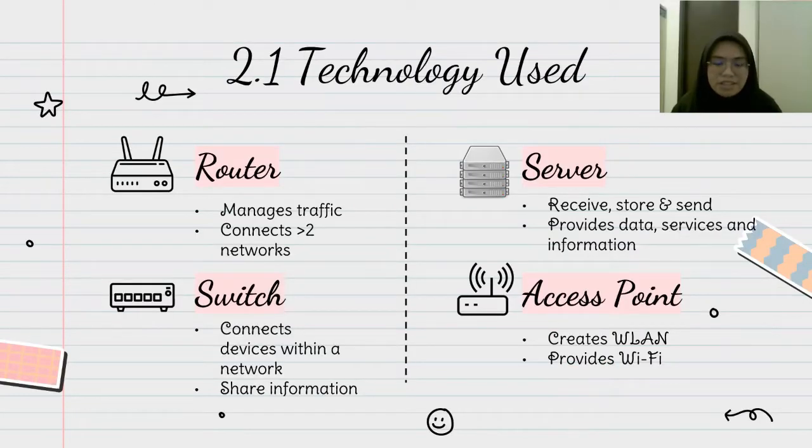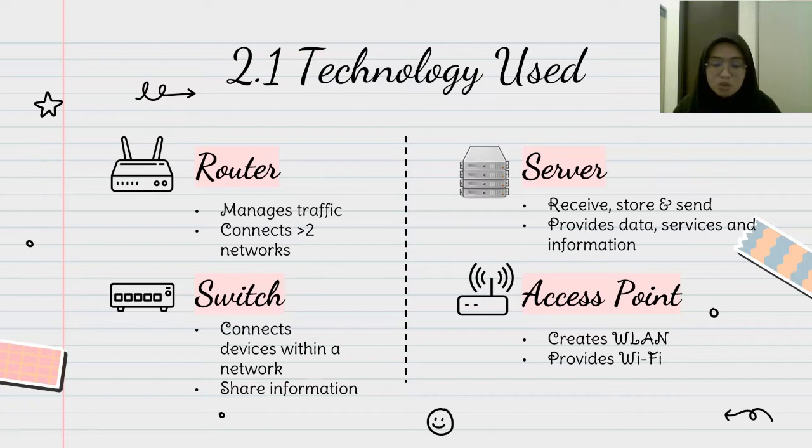Okay, so let's start with technology used. For our network, we have decided to use one router, two switches, one server, and one access point. So I will be explaining a little bit about how the technology we use works. So let's start with the router.